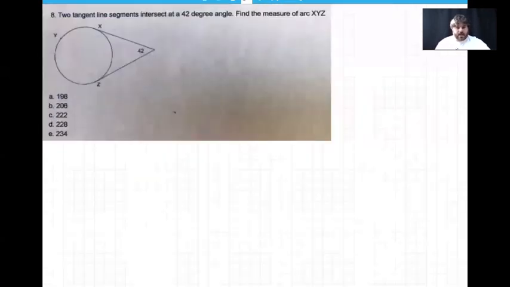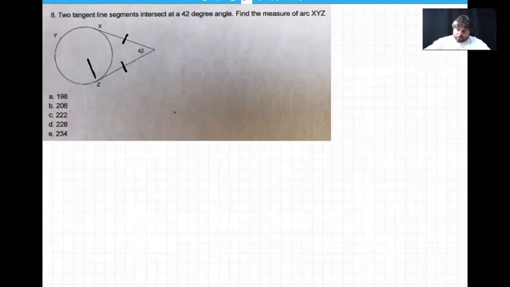All right, two tangent line segments intersect at a 42-degree angle. Find the measure of arc XYZ. All right, so we know that these are congruent because two tangent lines that intersect are congruent. We also know that there's a perpendicular radius here and a perpendicular radius here.